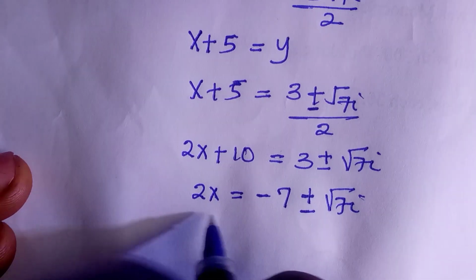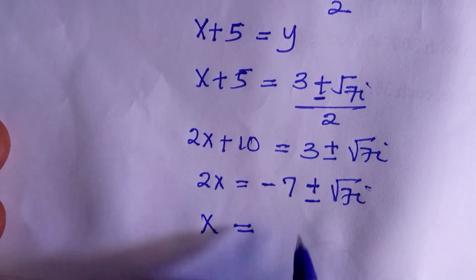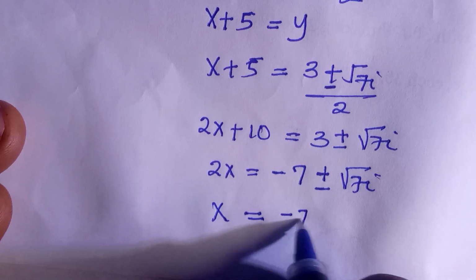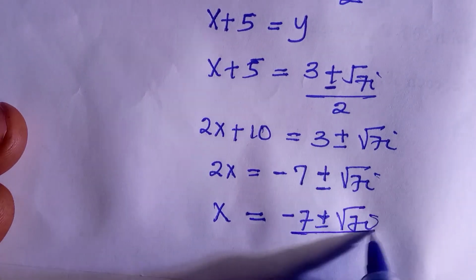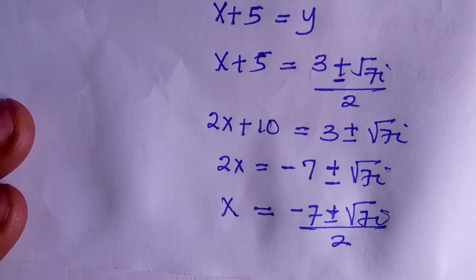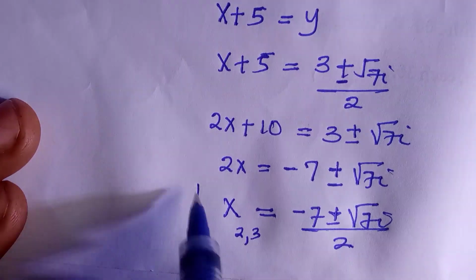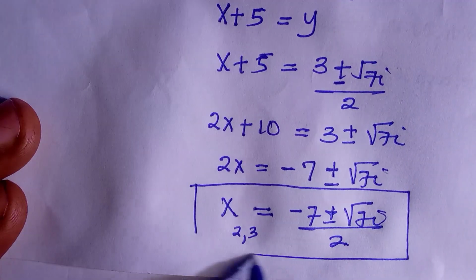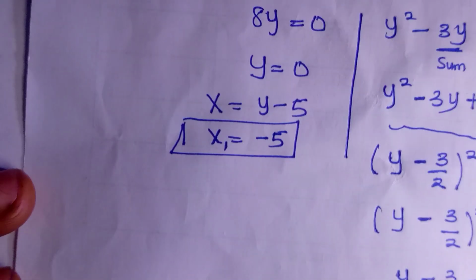And we divide by 2. x equals to minus 7 plus or minus the root of 7i, everything divided by 2. And here comes the second and the third root for the equation above. You see that this equation is not a quartic, it is a cubic equation.